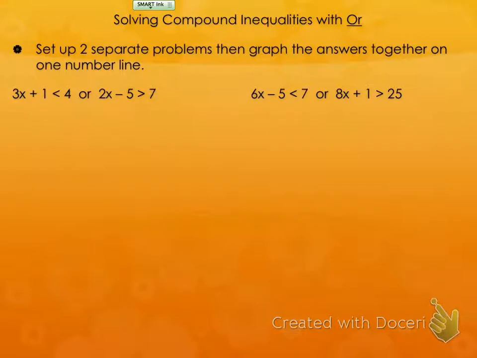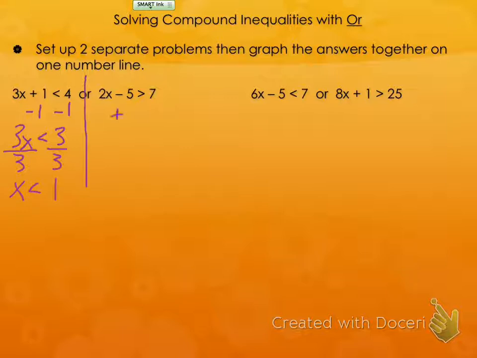When I'm solving these inequalities that have an or statement, these are easier. It's the same thing we did yesterday. All I have to do is solve each one individually. So I'm going to solve the one on the left. So I'm going to subtract 1 from both sides, so you get 3x is less than 3. And then divide both sides by 3. So you get x is less than 1.